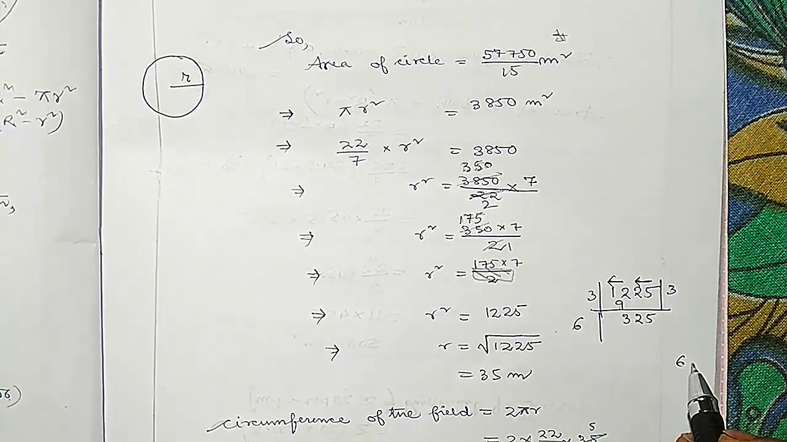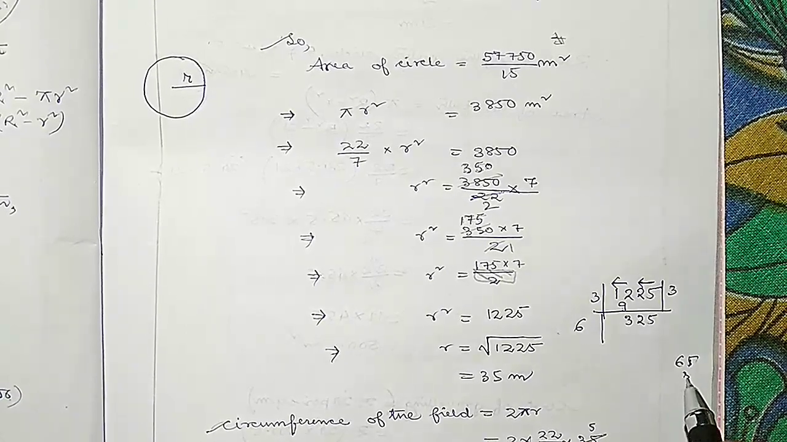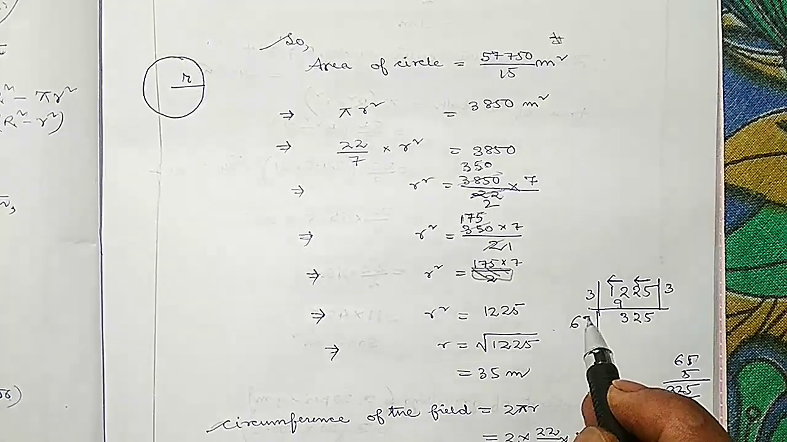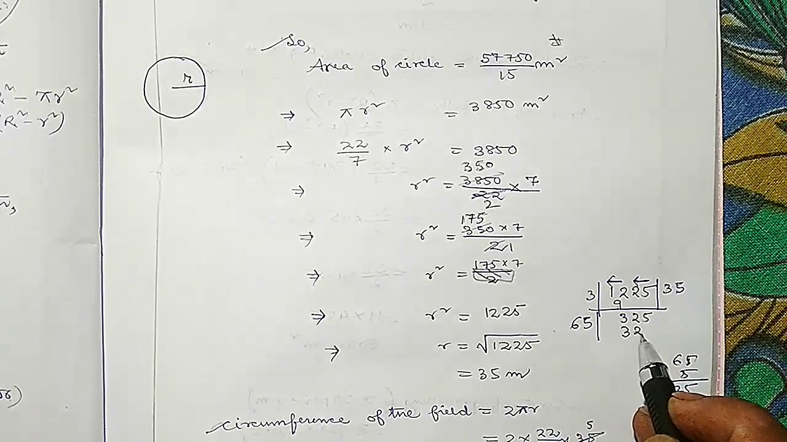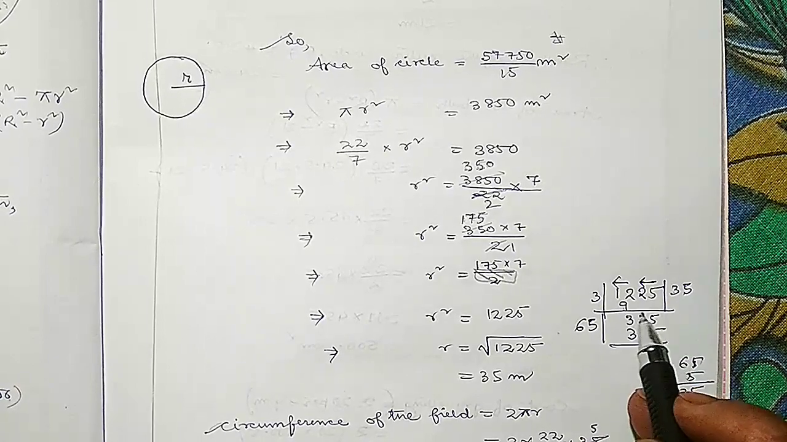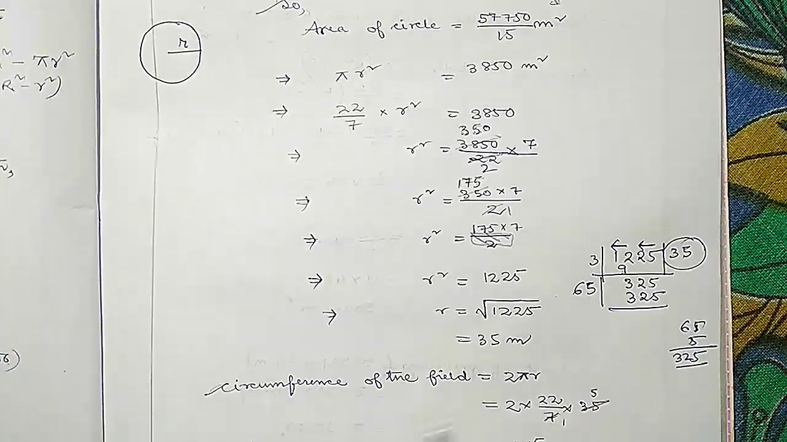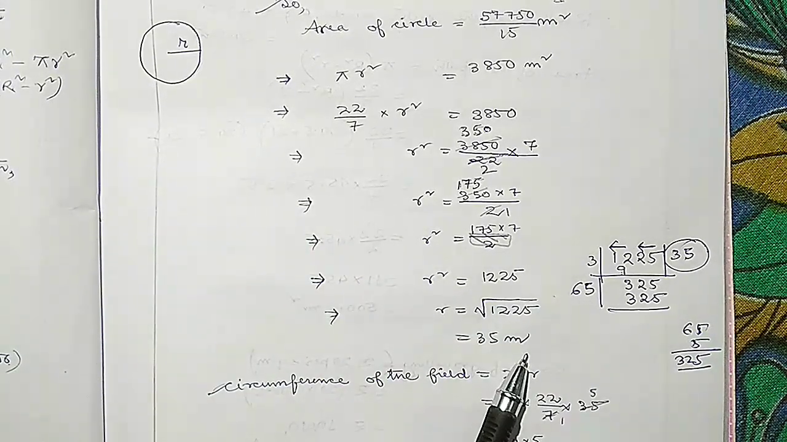Now we are to take two numbers. These two numbers must be same. And if I take 5 and 5, I am going to get 325. So here it will be 5, here it will be 5, and here I am going to get 325. So square root of 1225 is 35. Therefore radius of the circular park is 35 meter.